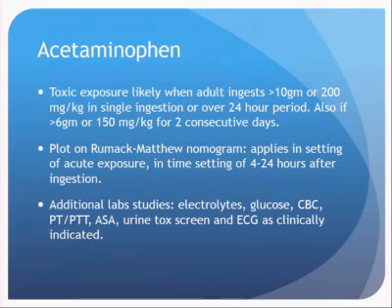Okay. So toxic exposure is likely when an adult ingests greater than 10 grams or 200 milligrams per kilogram in a single ingestion or over a 24-hour period of time, or greater than 6 grams or 150 milligrams per kilo for 2 consecutive days. All right, so we plot this all out on the Rumack-Matthew nomogram, and this applies only in the setting of acute exposure. For chronic exposures, it doesn't apply, but it's in the time setting of 4 hours to 24 hours after the ingestion.